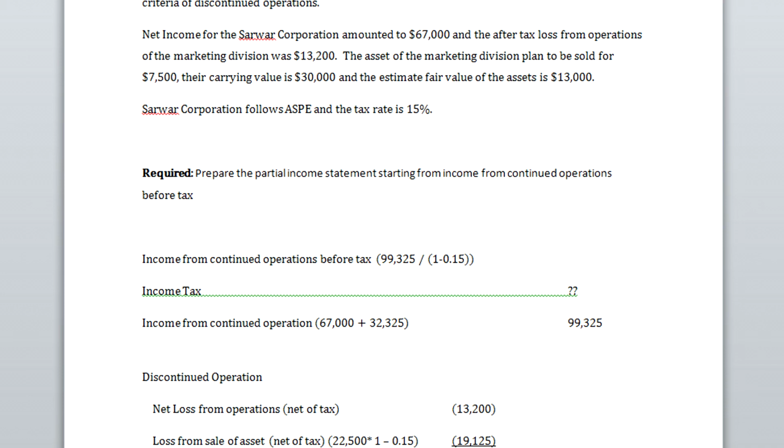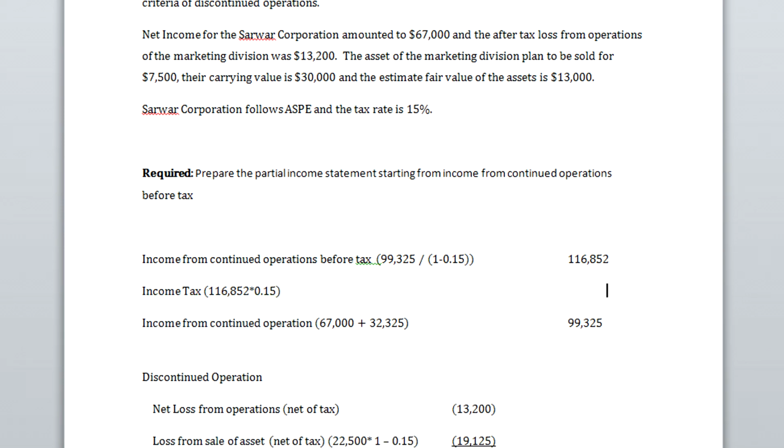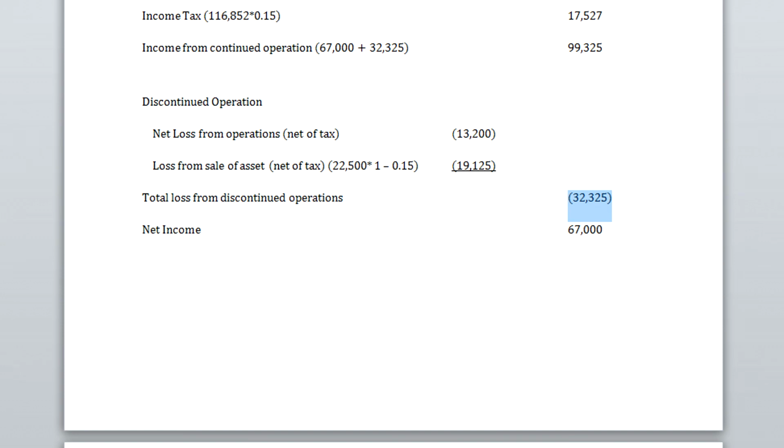So you're basically taking your income from continued operations of $99,325 and dividing it by 0.85, okay, 1 minus the tax rate. And that will have the effect of adding the tax back to income from continued operations, giving us income from continued operations before tax of $116,852. And now, finding our income tax is simply just fill in the blanks, okay? It's simply just going to be our $116,852 times our tax rate, okay? So that one we can actually solve properly, and we'll figure out that our income tax of the year was just $17,527. Okay? And that's how you do it.